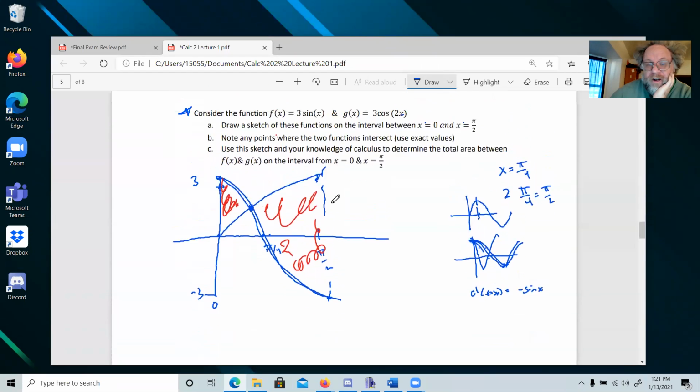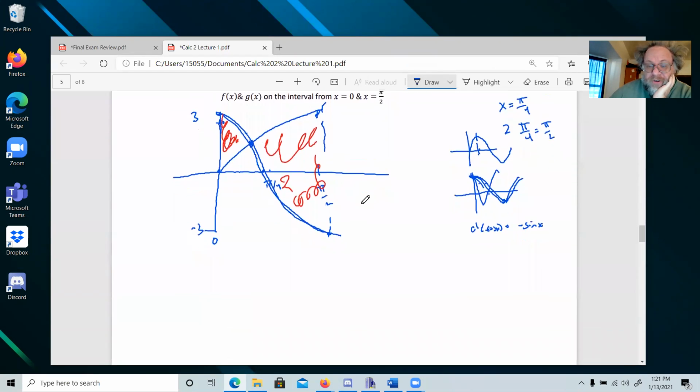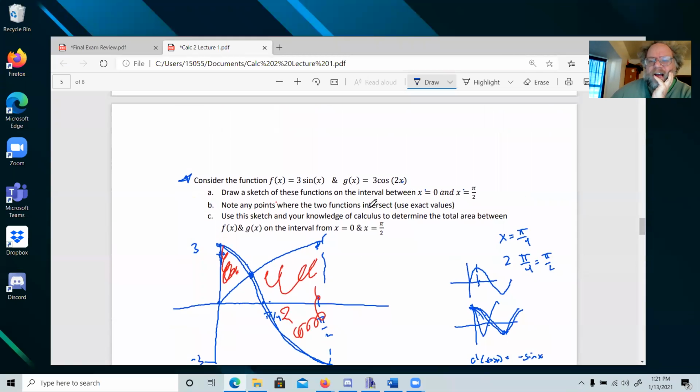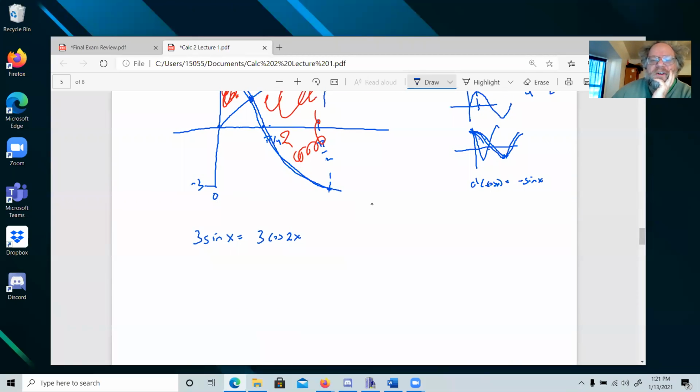Okay, what's going on here? So why don't we set them equal to each other? Why don't we say 3 sine x is equal to 3 cosine of 2x. Huh. Well, again, this is for all the people who took trig and said, oh, trig equations, I'll never see those again.